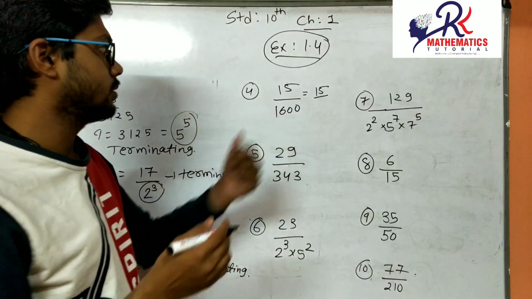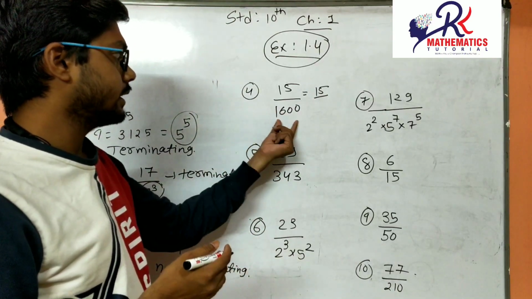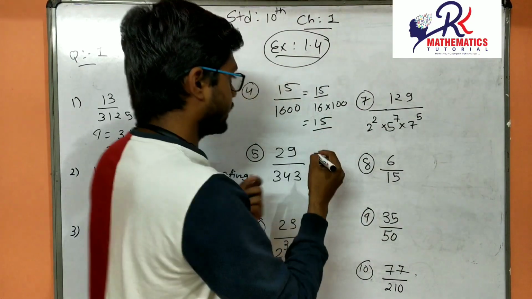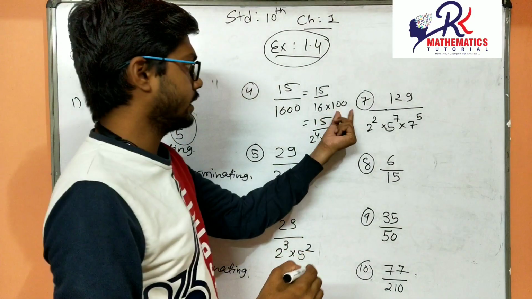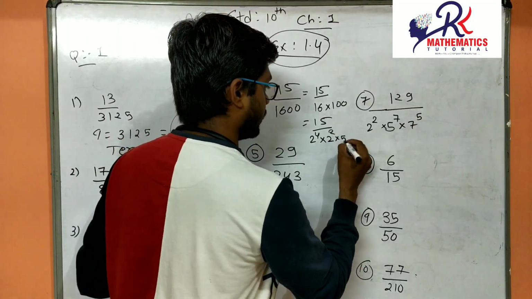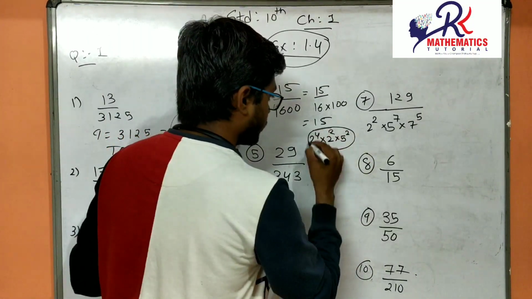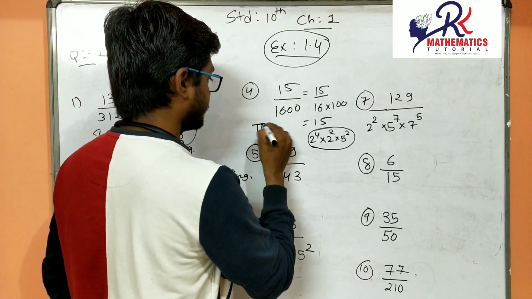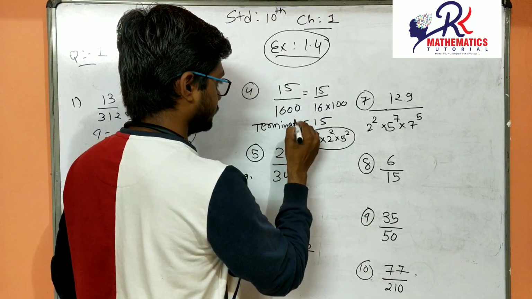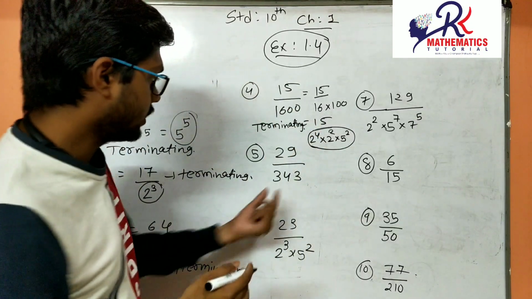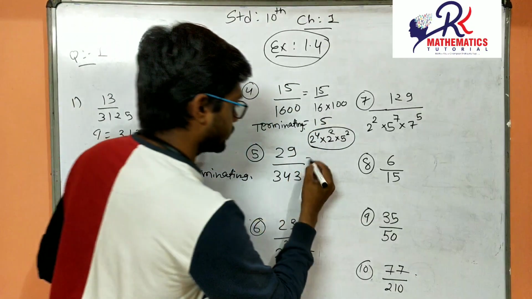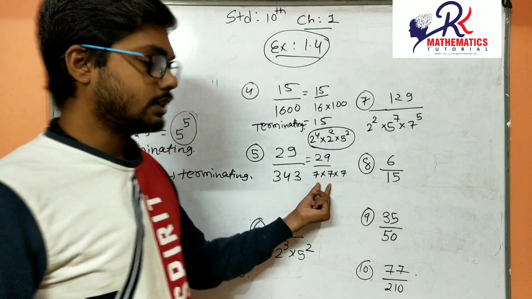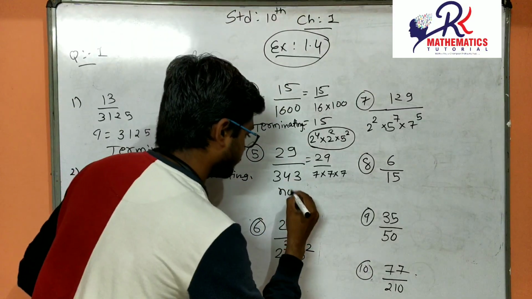Now 16 upon 1600. So it is 16 into 100 basically. For 16 we can write 2 power 4, and for 100 we can write 2 power 2 into 5 power 2. Here q is a multiple of 2 and 5 only, so it is terminating. Now here 343, it is the cube of 7, so we can write 7 into 7 into 7. It is other than 2 and 5, so it is non-terminating.